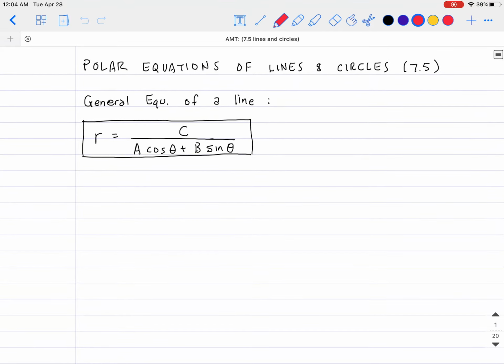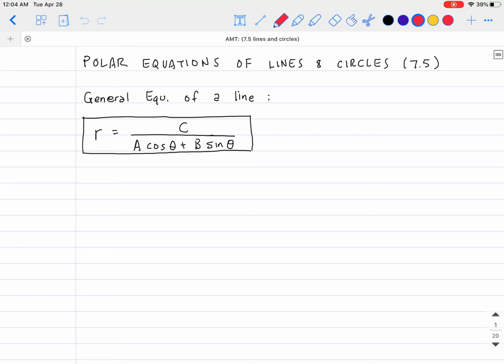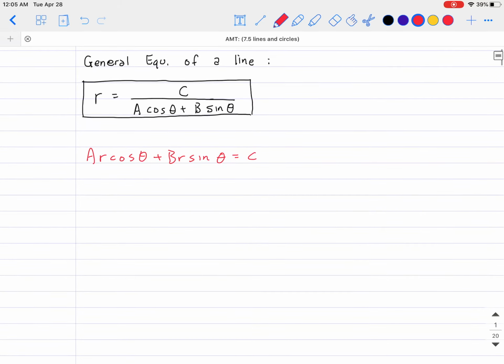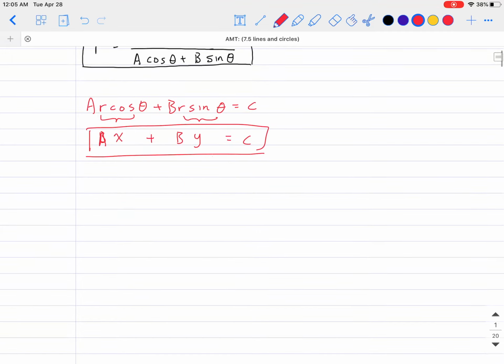Now I am going to take this and convert it back into Cartesian just to verify that it is going to be the equation of a line. So let's start by multiplying both sides of this equation by the denominator. We would get a multiplied by r cosine theta plus b multiplied by r sine theta is equal to c. And if you remember, for polar, r cosine theta is the same thing as x, so we can replace that there. And r sine theta is the same thing as y, so we can make a substitution there. So what we have now is your standard equation of the line, ax plus by is equal to c.